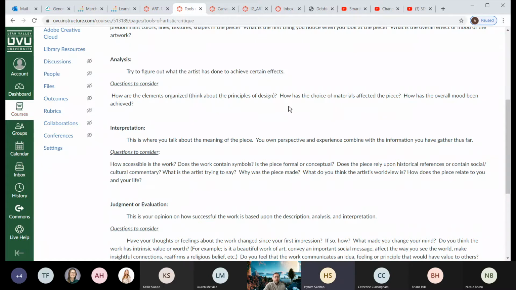So the biggest thing that stands out to me just from the get-go is interpretation literally says your own perspective and experience can be combined with the information you have gathered thus far. So not only are you looking at the piece from a standpoint of an artist that is trying to understand the certain techniques that a fellow artist has incorporated into their work, but you are looking at things that you have done in the past and trying to see if you can make connections that way. You're trying to see if you can understand where the artist is coming from on a personal level, not just an artistic level.